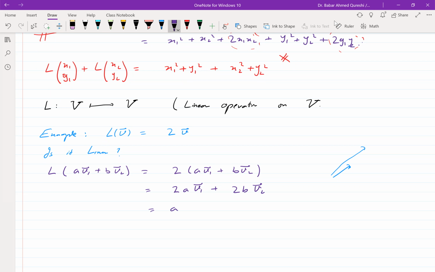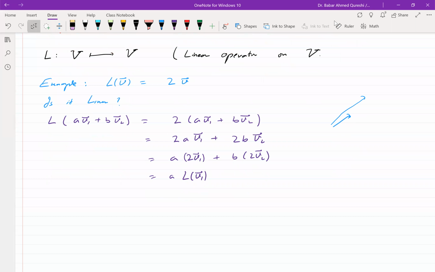And this is just a times 2v1, which is a formula which is the result of action of this linear operator on v1. And this is the result of action of linear operator on v2. So proves that this is linear. So scaling is linear.